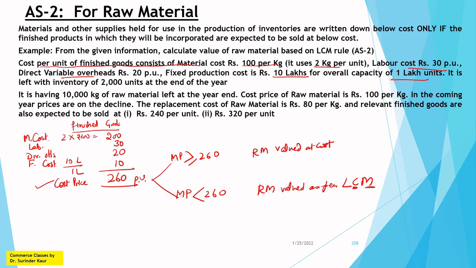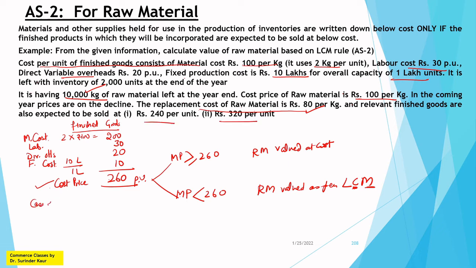Now you see, we are given that you are left with 10,000 kilograms of raw material at the end of the year. Cost price is 100 rupees per kg. In the coming years the prices are going to decline, so its replacement cost has become 80 rupees. So you have raw material of 10,000 kg, replacement cost is 80. Technically, between cost price and replacement cost the LCM rule would apply, so you would value at 80 rupees. But we are given that the relevant finished goods are expected to be sold at 240 and 320.